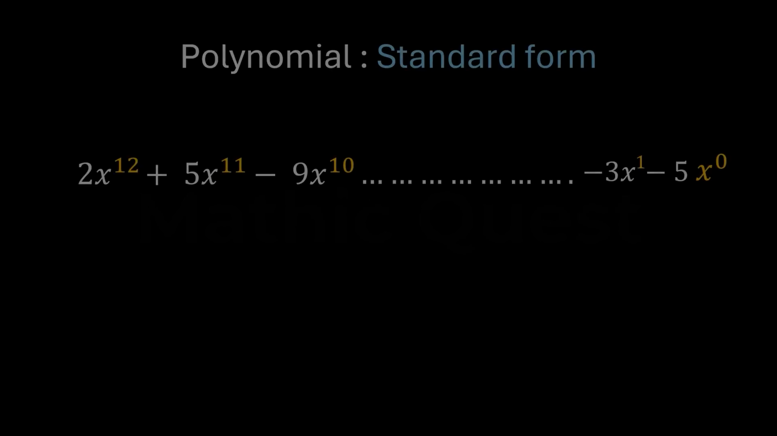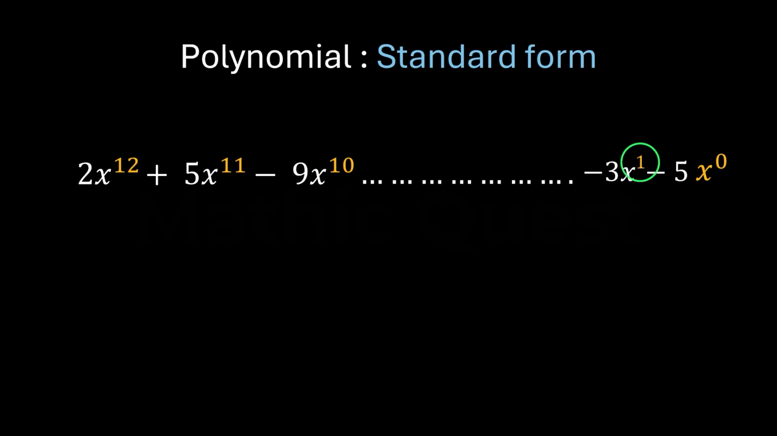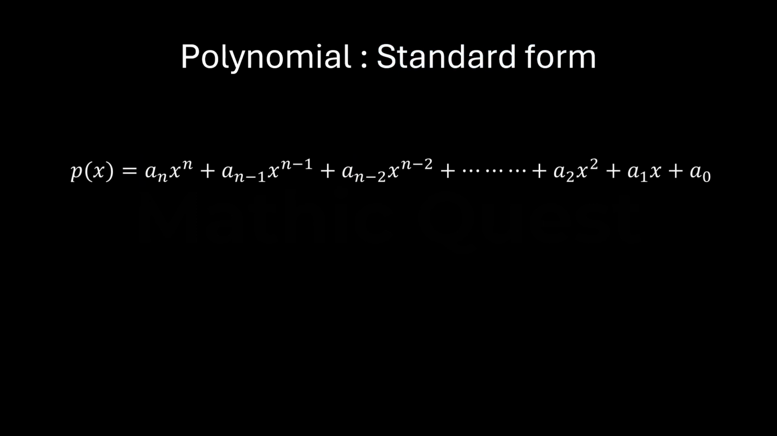To write a polynomial in standard form, just arrange the terms in descending order of exponents. Now in your textbooks, the standard form must be written something like this. Even though this looks complicated, it's just stating that these are the coefficients and these are the variables written in decreasing order of power. Also notice that this last term doesn't have any x. That's because it's a constant, so the power of x is actually 0 here.